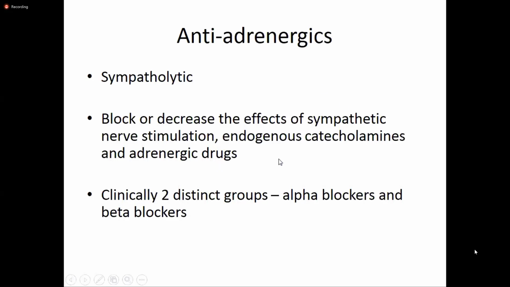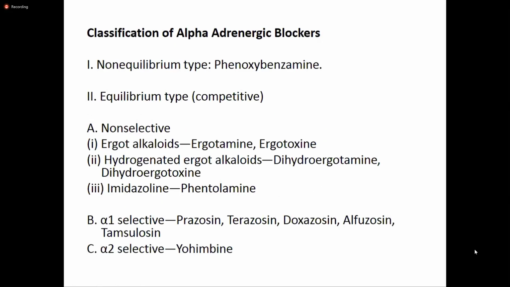And since we have two different groups of adrenergic receptors, anti-adrenergic drugs or sympatholytic drugs are also of two types: alpha receptor blockers and beta receptor blockers. We are starting with the alpha receptor blockers. The classification of alpha adrenergic blockers includes the non-equilibrium type, phenoxybenzamine, and the equilibrium type, which are non-selective, consisting of ergot alkaloids like ergotamine and ergotoxine, hydrogenated ergot alkaloids like dihydroergotamine and dihydroergotoxine, and imidazoline like phentolamine.